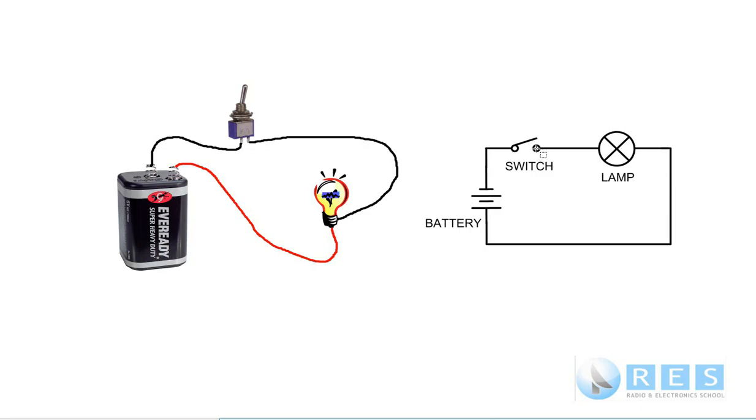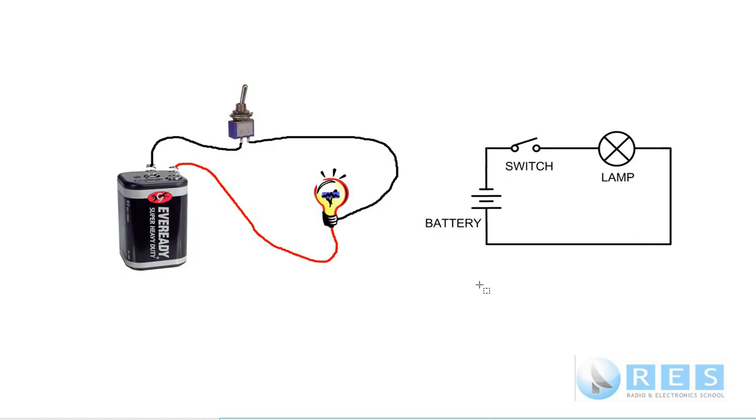When we close the switch, the circuit is made. The small terminal on the battery is negative. The symbol here, that is negative. This is positive. So electrons will flow through the switch, through the lamp, lighting up the lamp, and then back to the positive terminal of the battery.